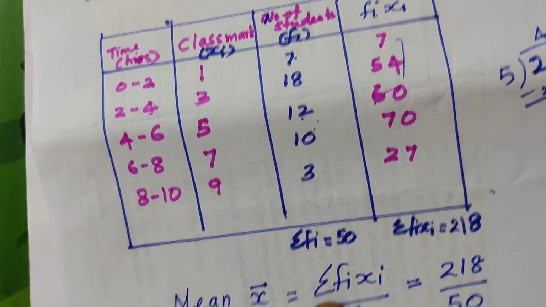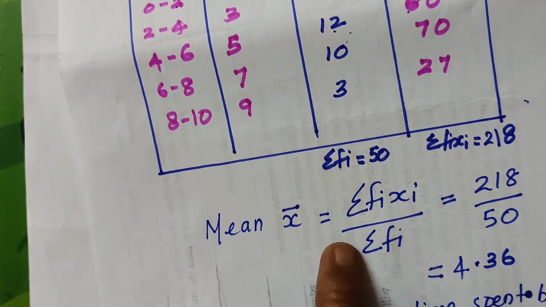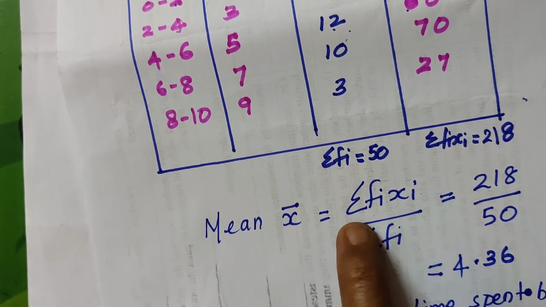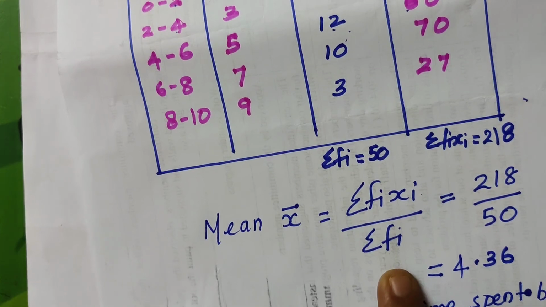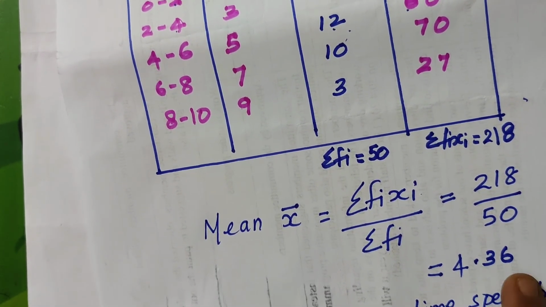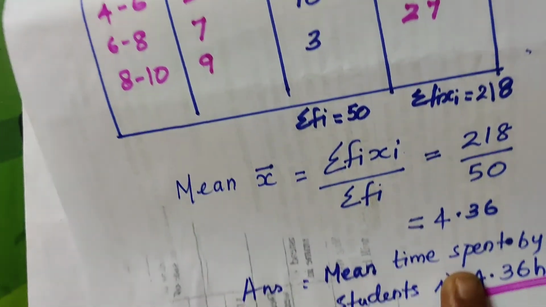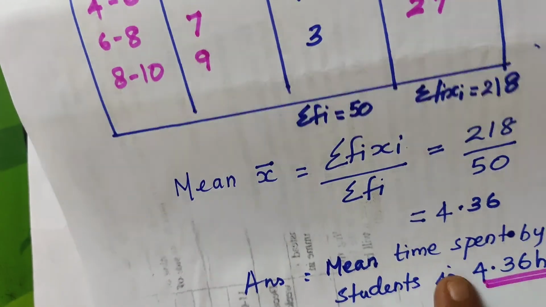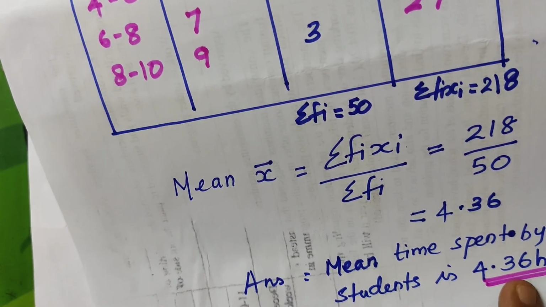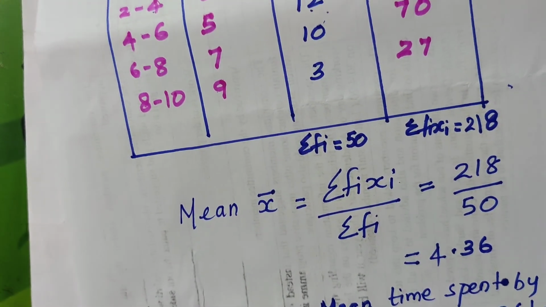Now what is the formula to find the mean? We will denote it by x bar, which is equal to sigma fi xi upon sigma fi. Sigma means the sum of fi xi upon the sum of fi. So 218 upon 50 gives 4.36. After completing this we should write the answer separately, since there are marks for it. So the mean time spent by students is 4.36 hours. That unit also we should write. Okay, thank you.